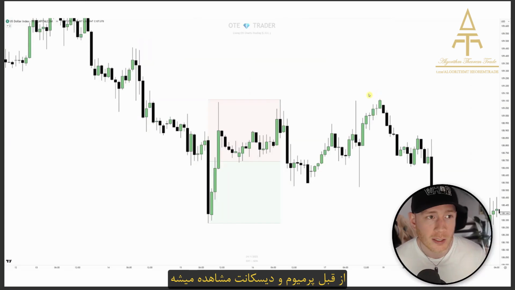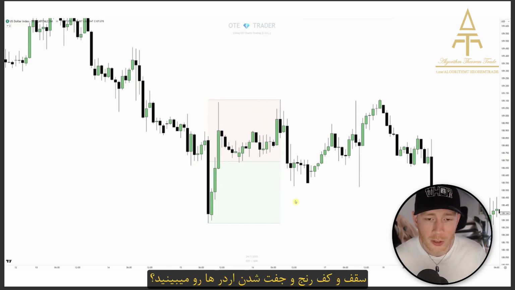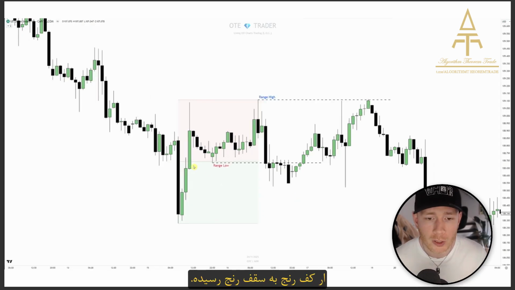So over here we've got a US dollar index chart, right? Already marked out the premium and discount on the range. Again, watch this chart. Can you spot those range high and range low and where you want to see those order pairing happen? I'll go to the next one, right? Over range low to range high.